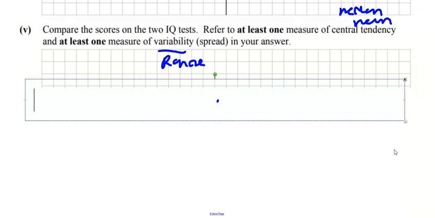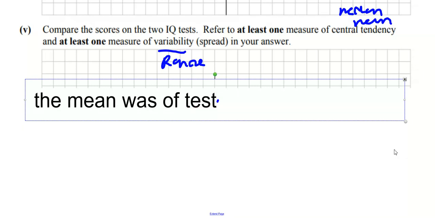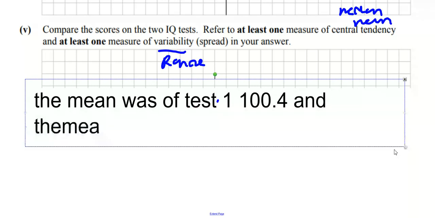Let's go for it. All right, the mean of test 1 was what? What's the mean of test 1? And the mean of test 2?